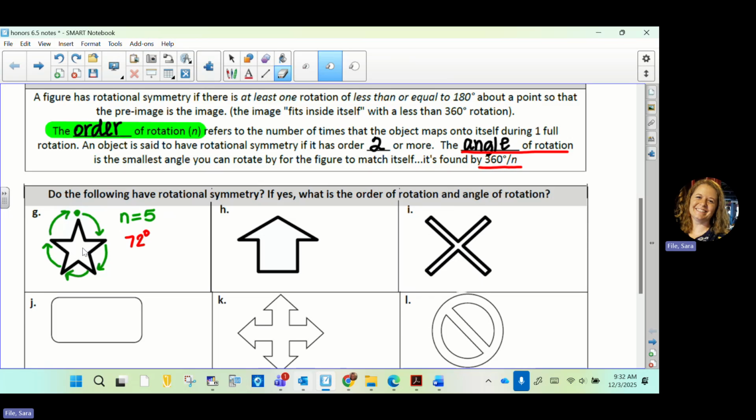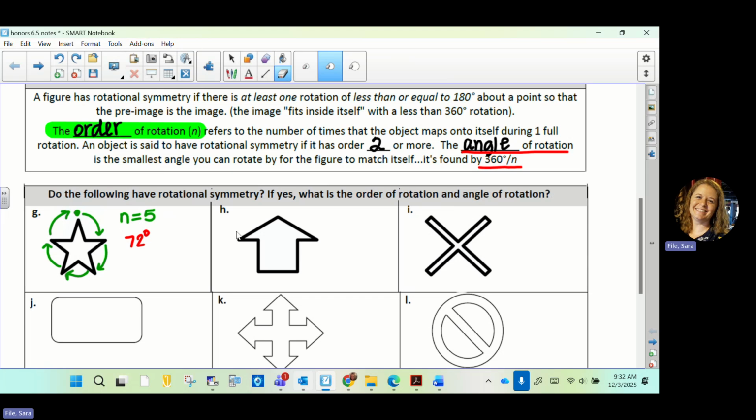So if I rotated this about the center, in the middle of the shape, every multiple of 72 is going to look the same. So I could rotate it 72 degrees and it's going to look the same. I could go 144 degrees because that's 72 more and it would look the same. Do you get the idea?